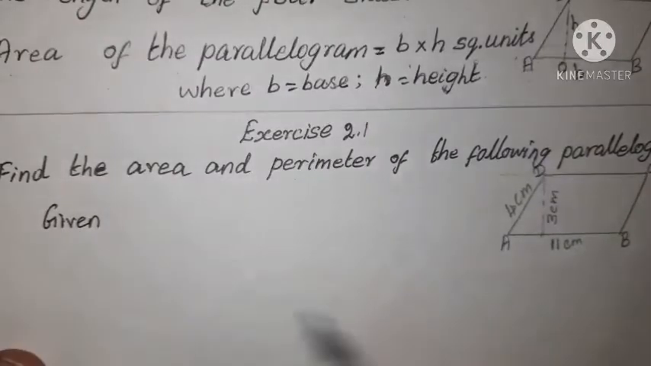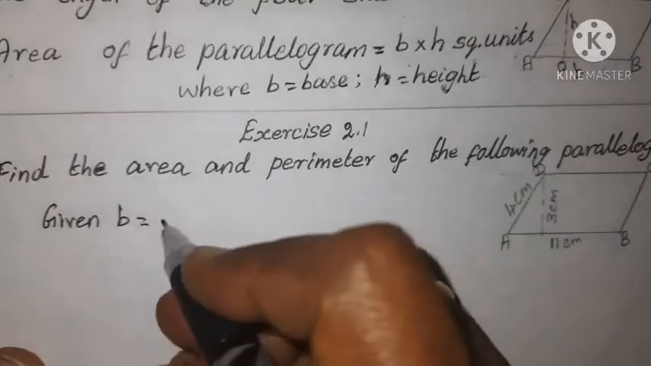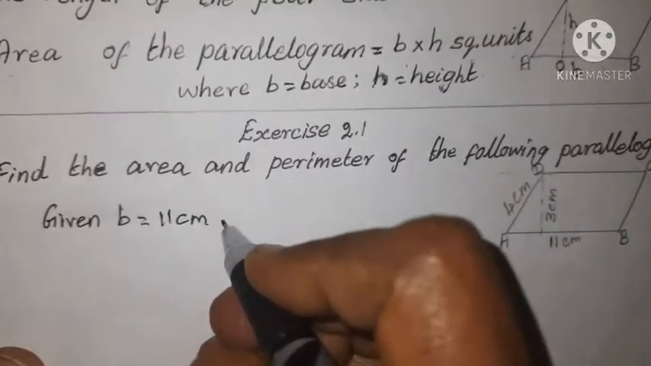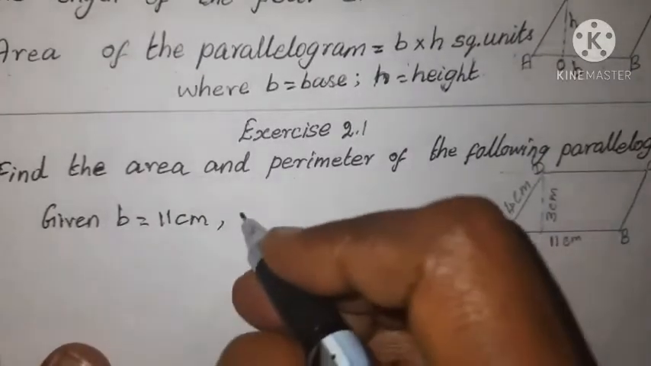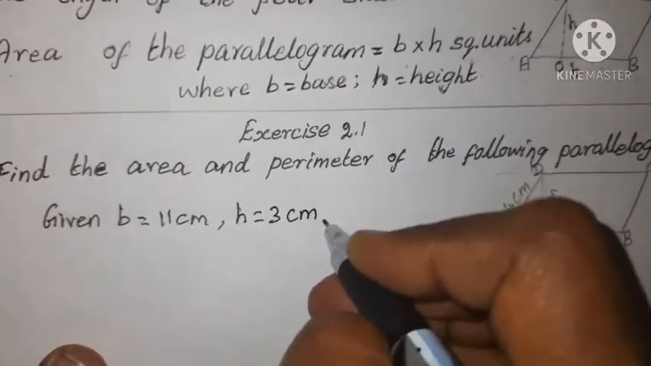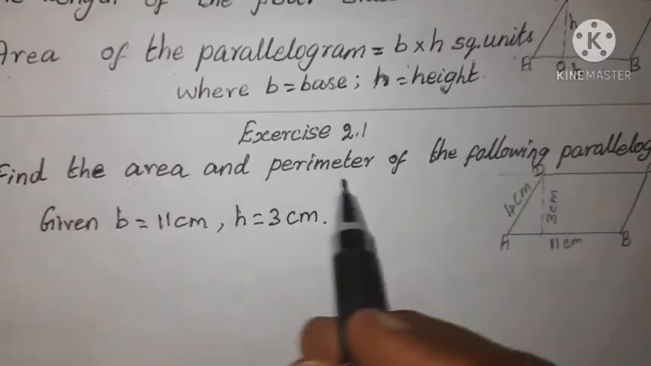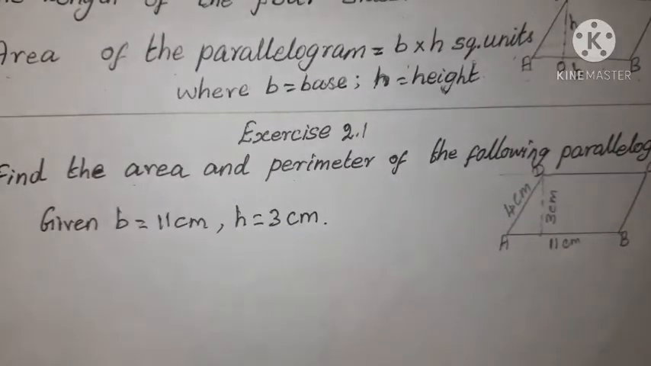Given: base equals 11 cm, height equals 3 cm. Find the area and perimeter of the parallelogram.